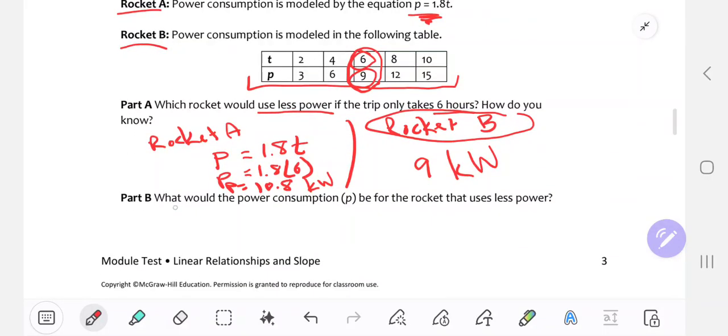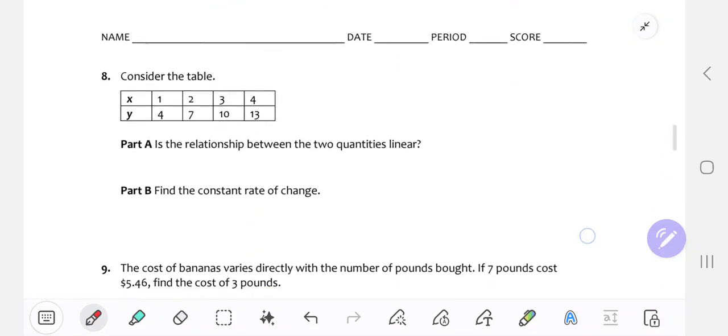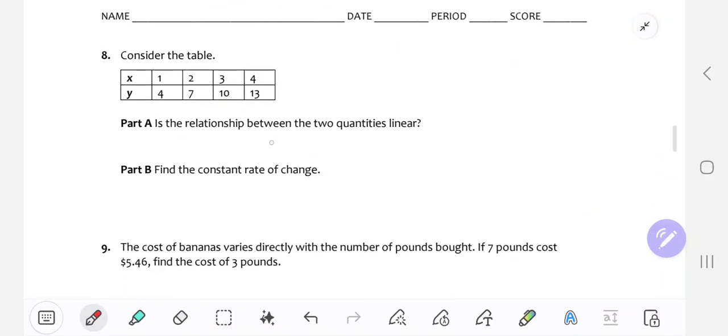What would the power consumption be for the rocket that uses less power? That's referring back to this 6 hours. And so rocket B uses 9 kilowatts of power. Now, moving on, consider the table. Is the relationship between the two quantities linear? We know it's linear if it has a constant rate of change.